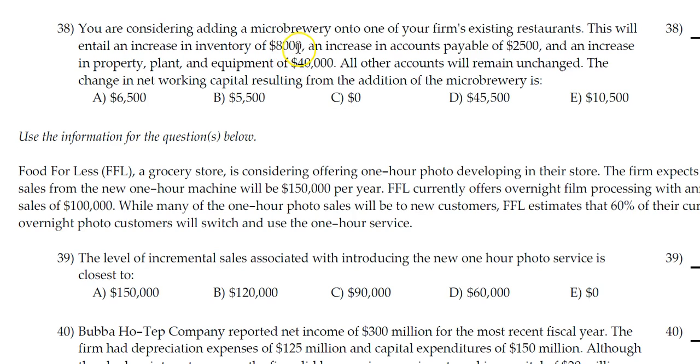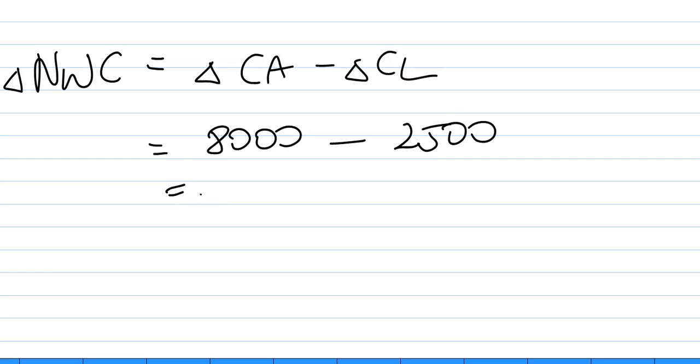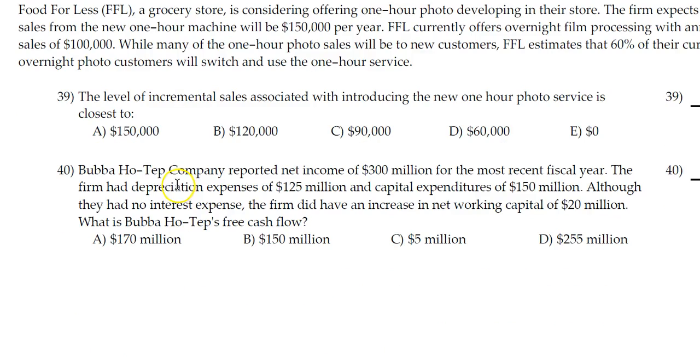Okay, so we have two pieces of relevant information, increase in inventory and increase in payables, and we have irrelevant information, absolutely useless, regarding increase in property, plant, and equipment. We're not going to use that piece. As we know, change in net working capital is change in current assets minus change in current liabilities. Here we have current assets represented by increase in inventory of $8,000 minus increase in payables of $2,500. So that gives me an increase of 5,500, which is B.